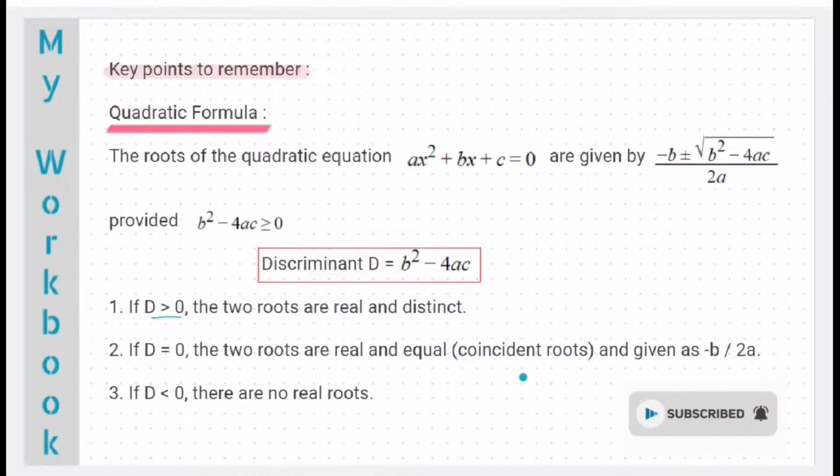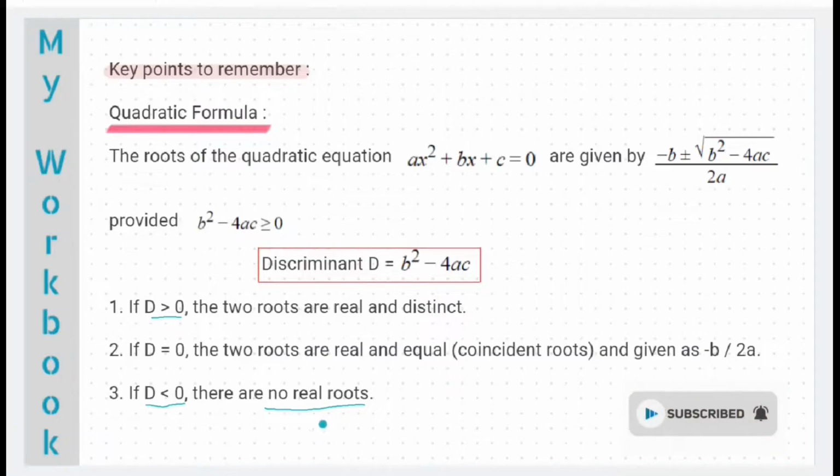Both the roots will have the same value, and the value of the root is minus b by 2a because the discriminant reduces to 0. Hence we are left with only minus b by 2a. When the discriminant is less than 0, then the square root of the discriminant will not be a real number, so the roots are not real. So when the discriminant is less than 0, there are no real roots.